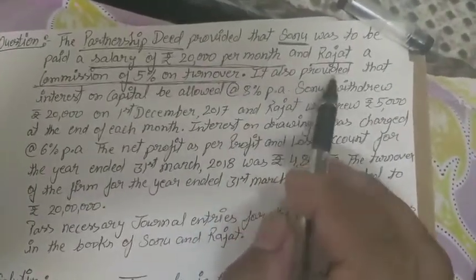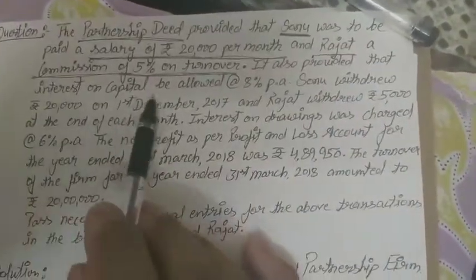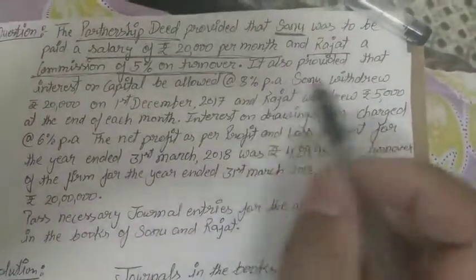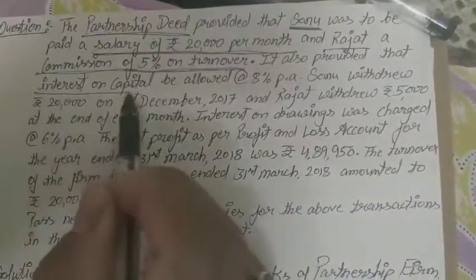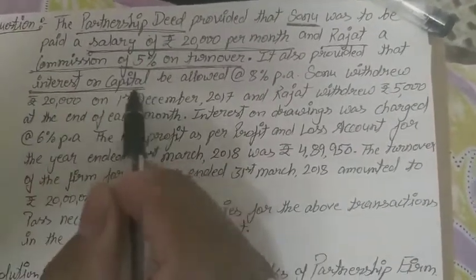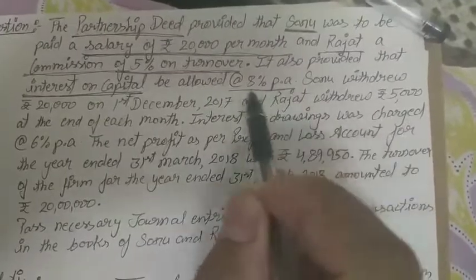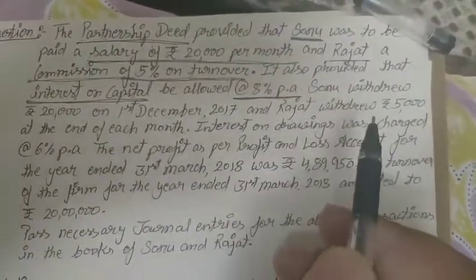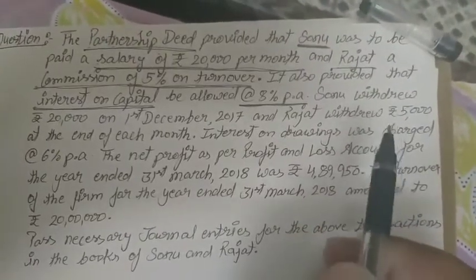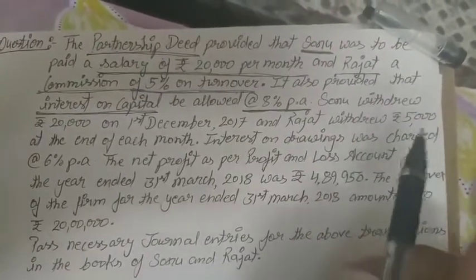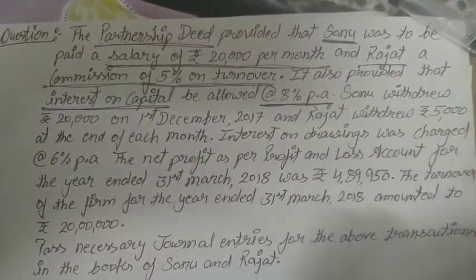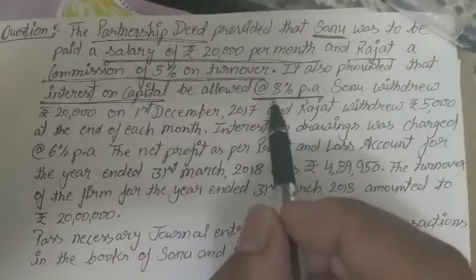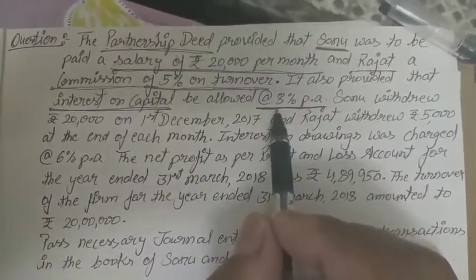It also provided that interest on capital be allowed at the rate of 8% per annum. Interest on capital is not for a particular partner. It is for all the partners. All the partners who have contributed capital will receive interest on capital at the rate of 8% per annum.